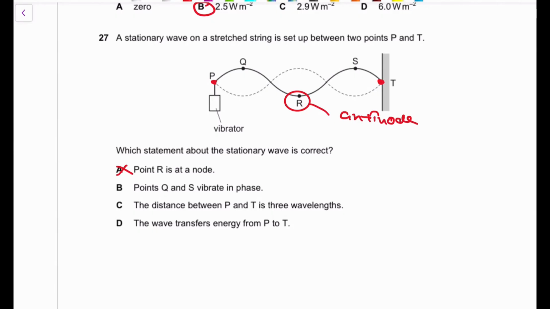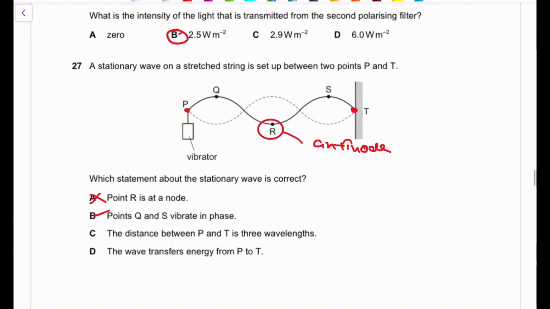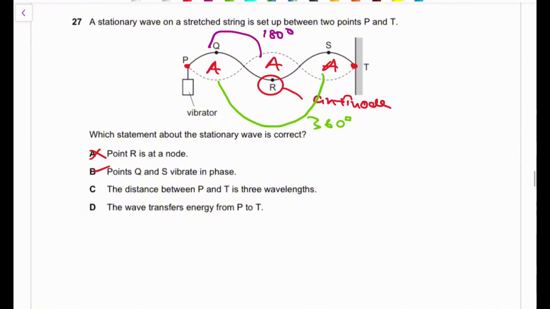Point Q and S vibrate in phase. That is correct. Whenever we talk of stationary waves, right, two adjacent antinodes vibrate with a phase difference of 180 degrees. Antinodes in the same segment vibrate with a phase difference of 360. What does it mean? If Q is moving down, S is also moving down, but R is moving up, because the phase difference between Q and R is 180. They do the opposite of each other. If one moves down, the other moves up. But Q and S are vibrating in phase. So B is correct.